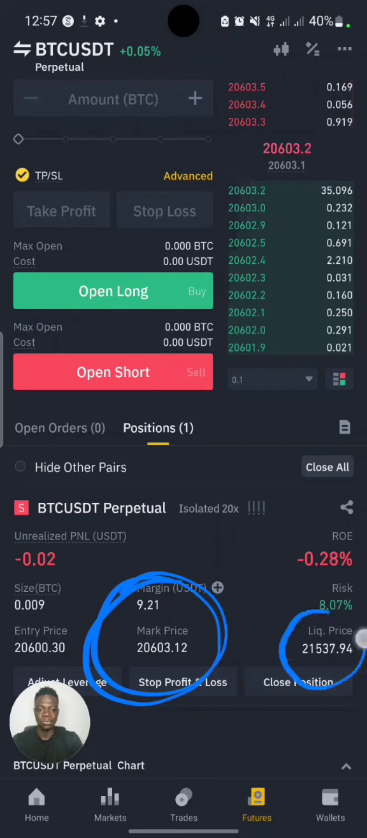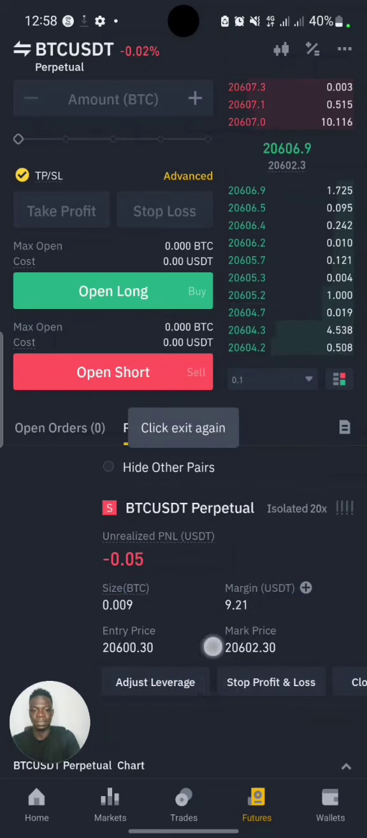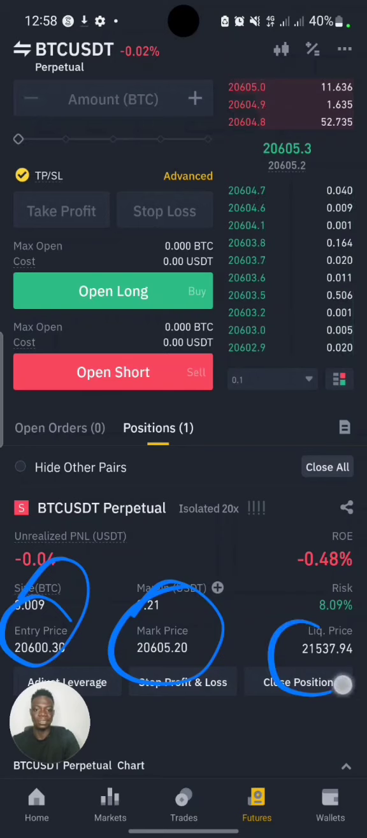And check this liquidation price, meaning that if price reaches this level, I'm going to lose all my money. So if the price of BTC reaches 21,537, I'm going to lose everything. That's how it is. That's the liquidation price. Now this is market price, this is the entry price, and this is the liquidation price.